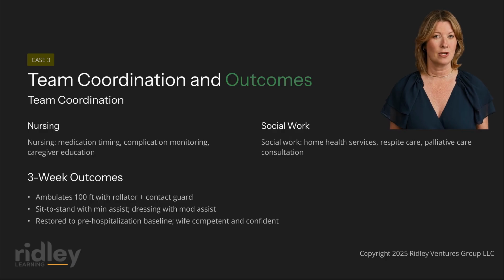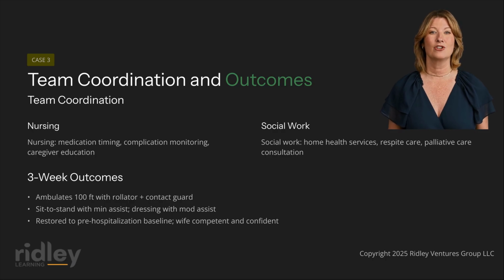He ambulates 100 feet with a rollator walker and contact guard assistance, performs sit to stand with minimal assistance, and completes dressing with moderate assistance using adapted techniques and verbal cueing. These gains represent restoration of his prior level of function, achieving the primary rehabilitation goal.